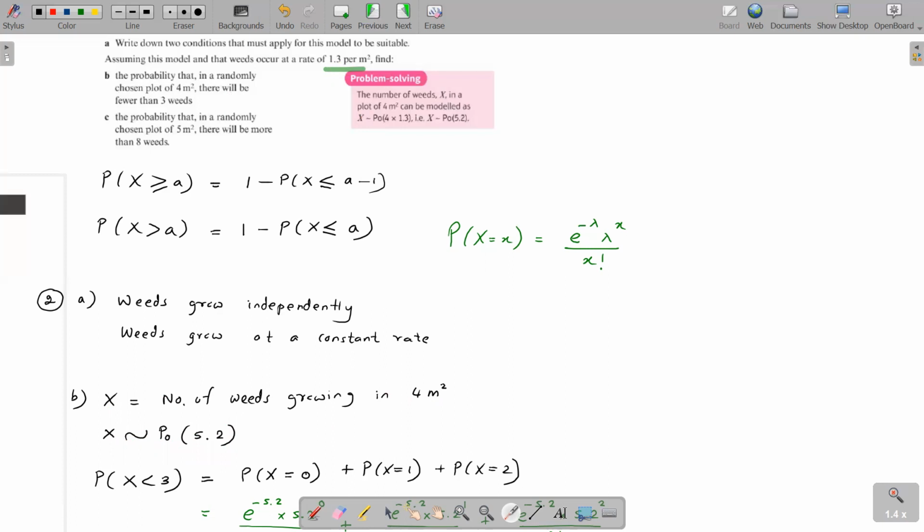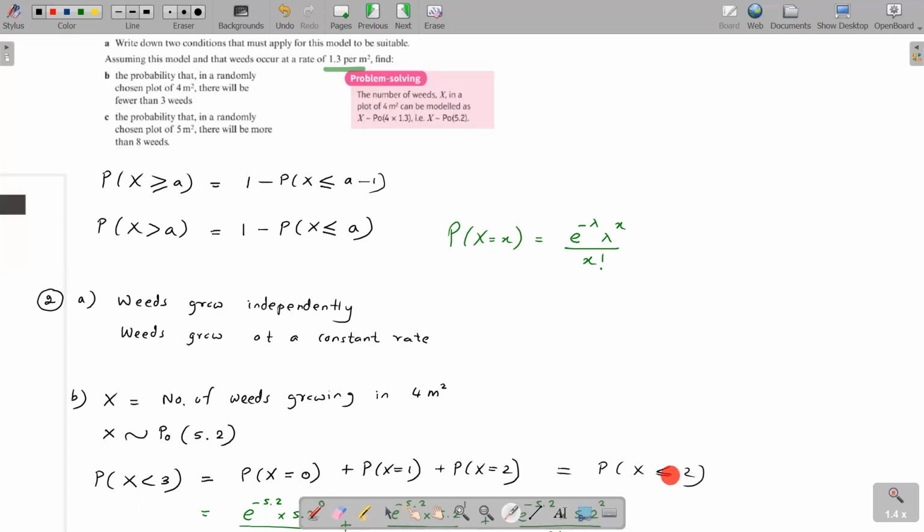And what do I want? I want there to be fewer than 3 weeds. Capital X is the number of weeds, and I want that to be fewer than 3. You need to realize that fewer than 3 means less than 3, so it should be smaller than 3, not equal to 3. These are some basic terminologies you learned in chapter 1: fewer than, greater than, at least, at most, all those words were there in chapter 1. So you should be able to realize fewer than 3 means X is less than 3, which is actually X is less than or equal to 2. I've written here X is 0, X is 1, X is 2, but in other words, X is less than or equal to 2.